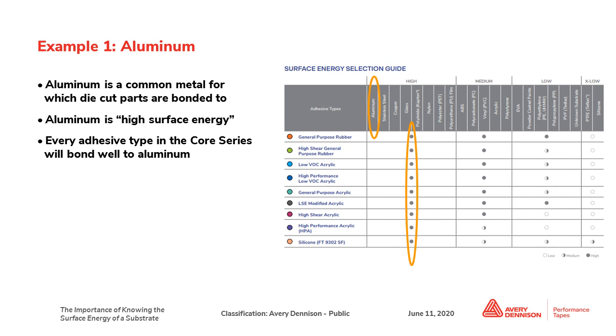All right, this is an easy one. You guys have seen it. Aluminum, it's the first one listed, and it's high surface energy. And look at that. Every tape is going to work, okay? But again, I want to reiterate that if you hear a customer saying that they're bonding to metal and it's aluminum or something like that, make sure, hey, is it uncoated? There's no type of top coating or paint on there, right? It's pure, clean aluminum. And in that case, it's going to be really easy to bond to.